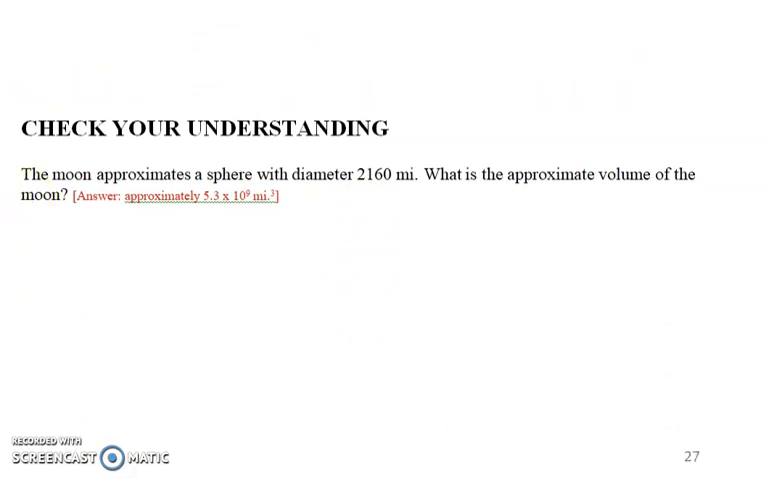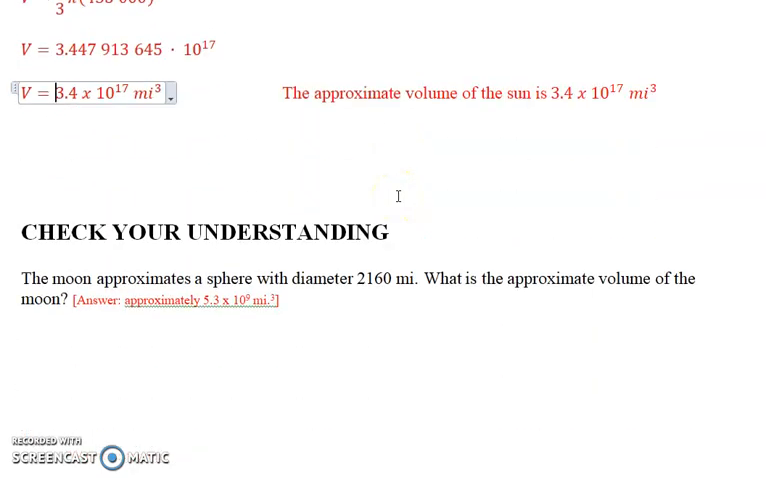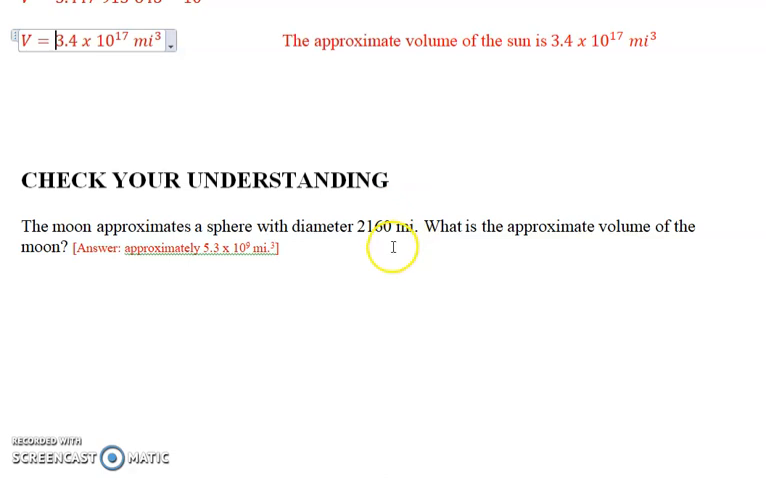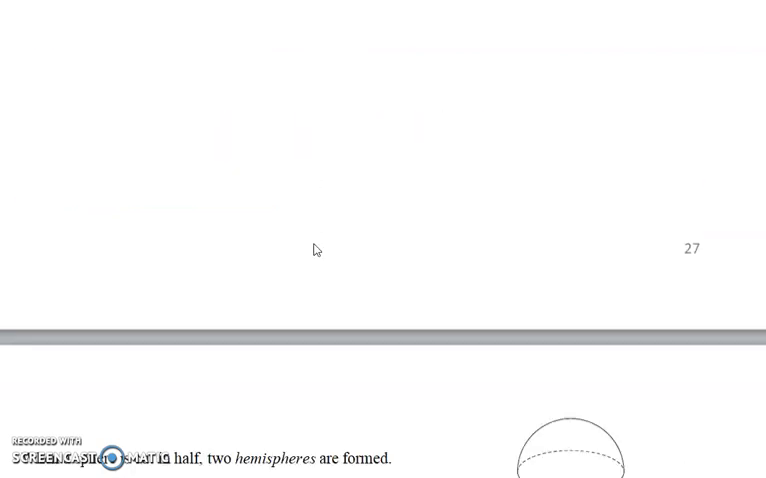So the check your understanding question is: the moon also approximates a sphere with a given diameter, very much smaller, as you can see, than the sun. What is the approximate volume of the moon? And there's your answer. Again, a good opportunity to practice your scientific notation, right?